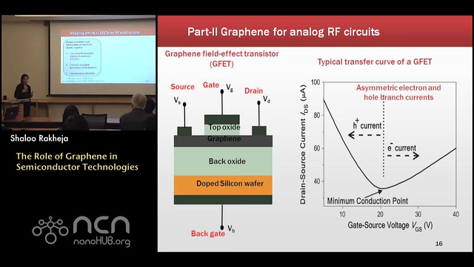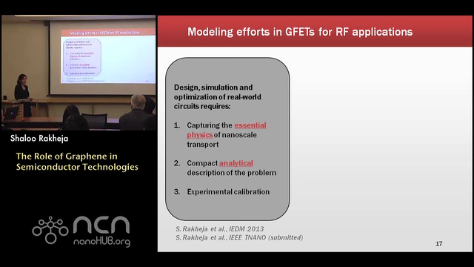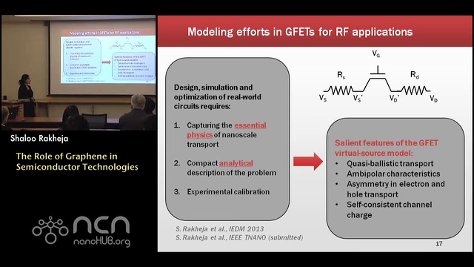And I think there are 3 essential features that any compact model should have. The first one is that it should capture the essential physics at the nanoscale transport, and it must be a compact analytical description. We don't want to run numerical analysis. And the third one is that it must be true to experiments. So the model that we have developed for graphene field effect transistors, which we call the virtual source model, accomplishes all of this and more. It's a quasi-ballistic transport model that goes all the way from drift diffusion to ballistic regimes of transport. It is ambipolar, and it also comprehends the asymmetry that is introduced due to different electron and hole channel access resistances. And finally, we have supplemented the model with a self-consistent channel charge model.